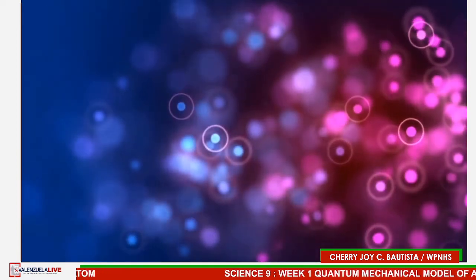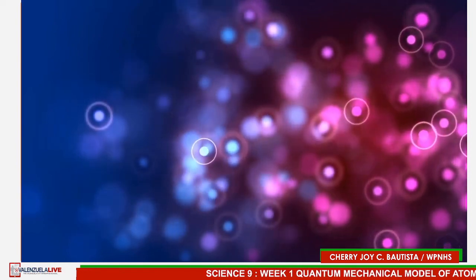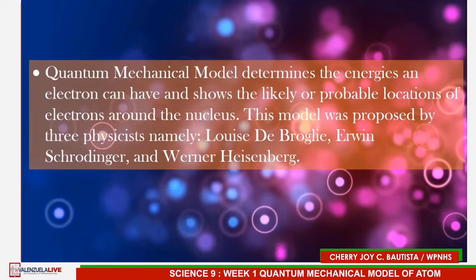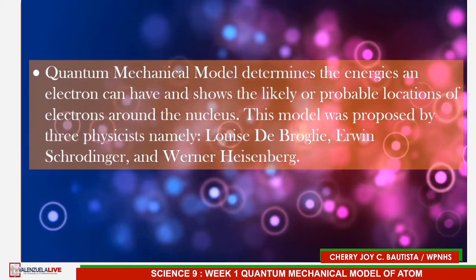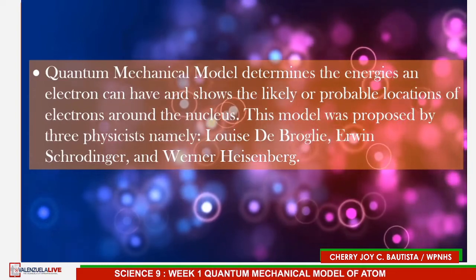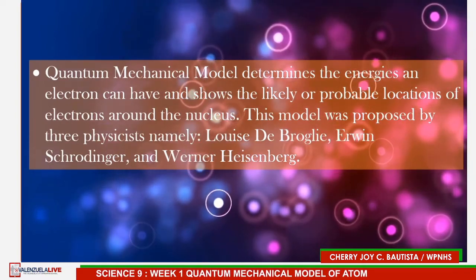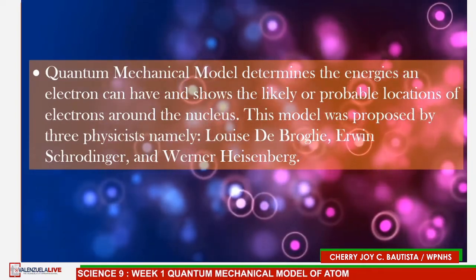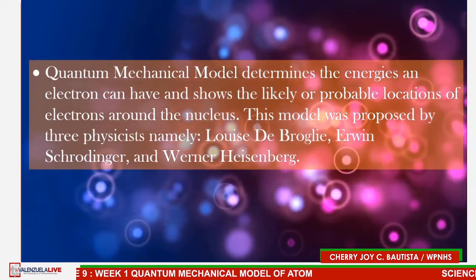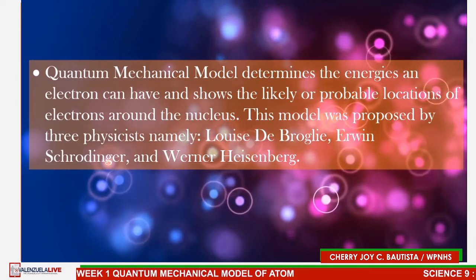Here are the key points of our lesson today. Quantum mechanical model determines the energies an electron can have and shows the likely or probable locations of electrons around the nucleus. This model was proposed by three physicists, namely Louis de Broglie, Erwin Schrödinger, and Werner Heisenberg.